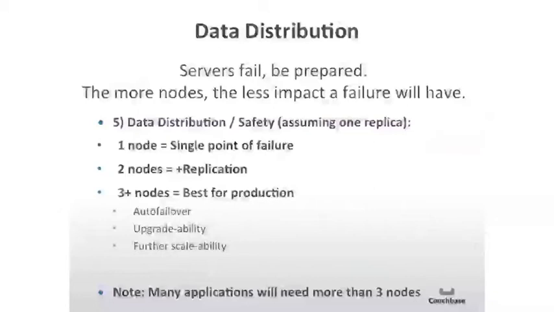So we recommend our customers to have at least 3 nodes, regardless of how big they are, regardless of how much data you actually have, at least 3 nodes in production to allow you to do upgrades, to allow you to sustain the failure of one node, to allow you to have automatic failover kick in if one node goes down. And many of our applications need more than 3, but that should be the absolute minimum that you go with.